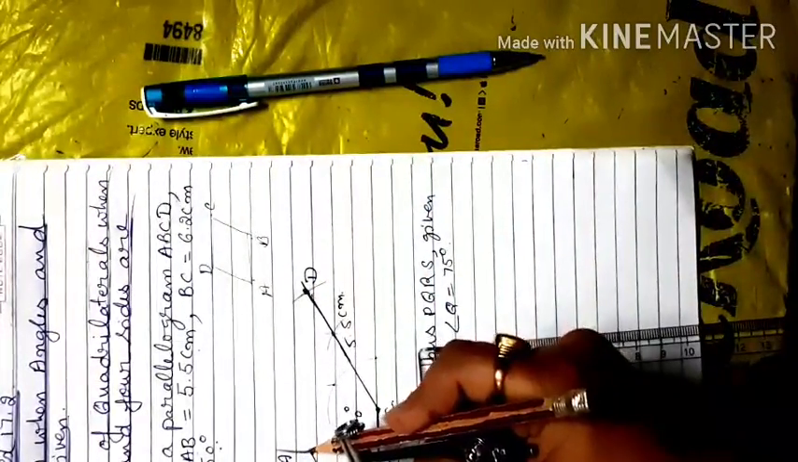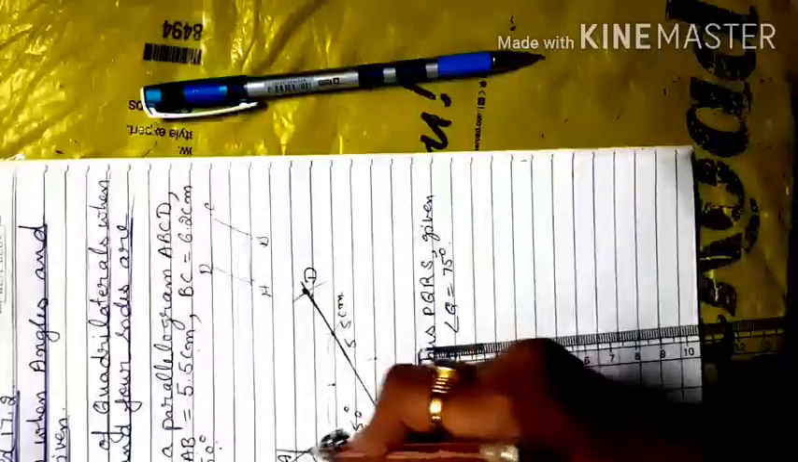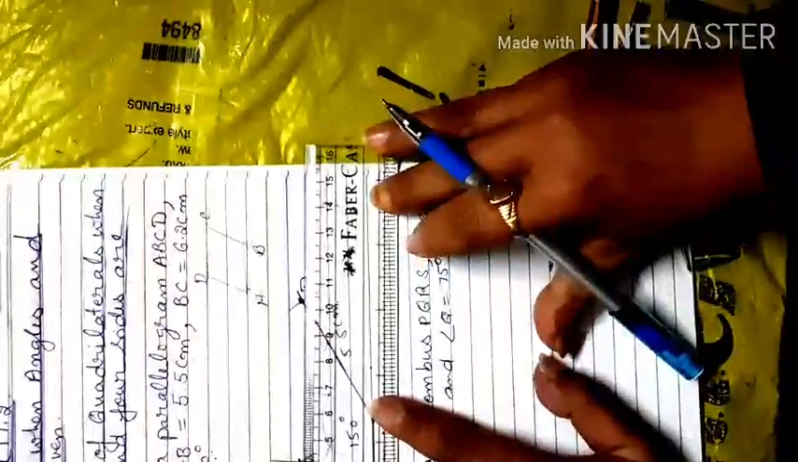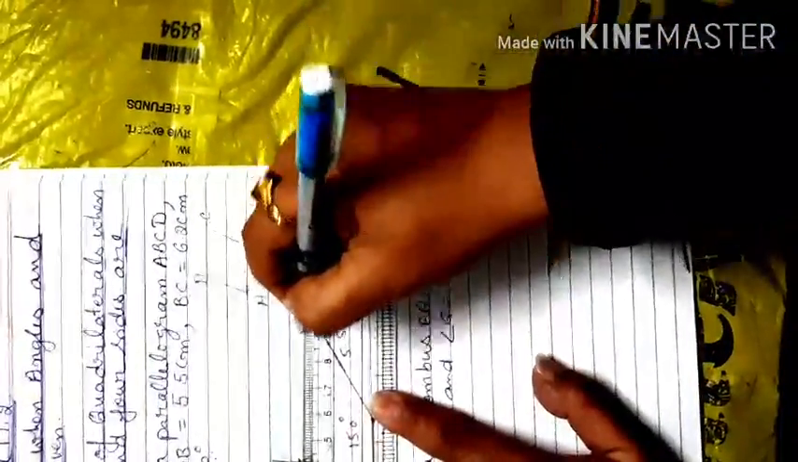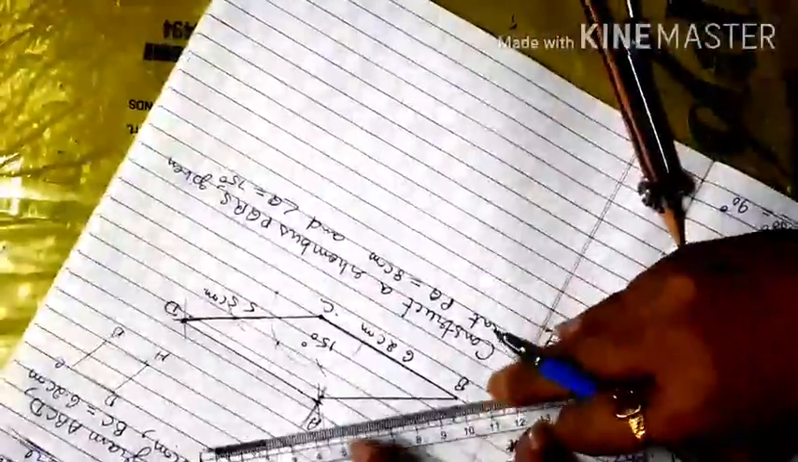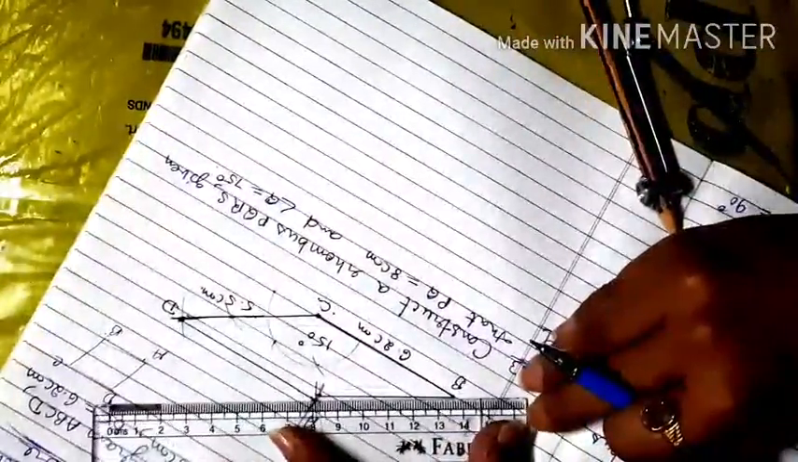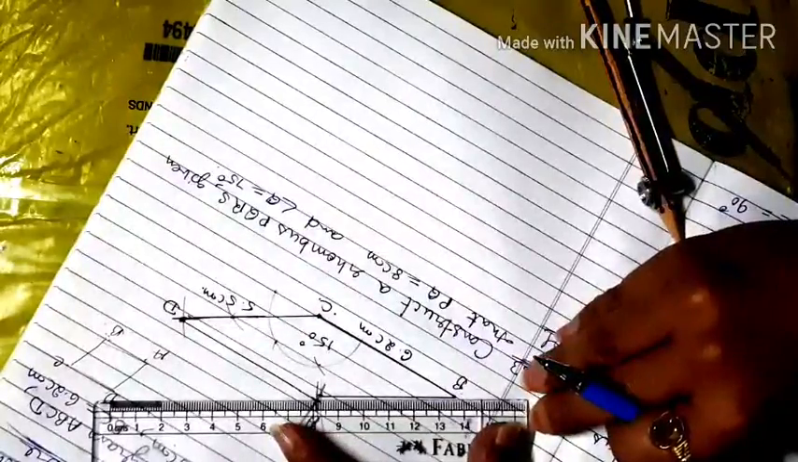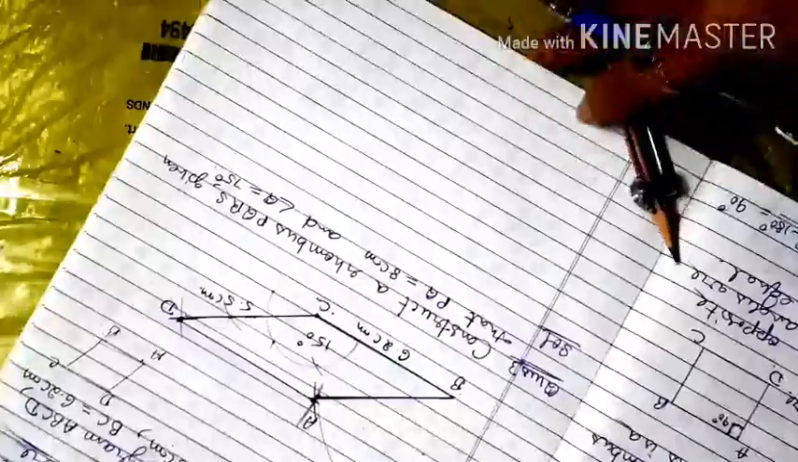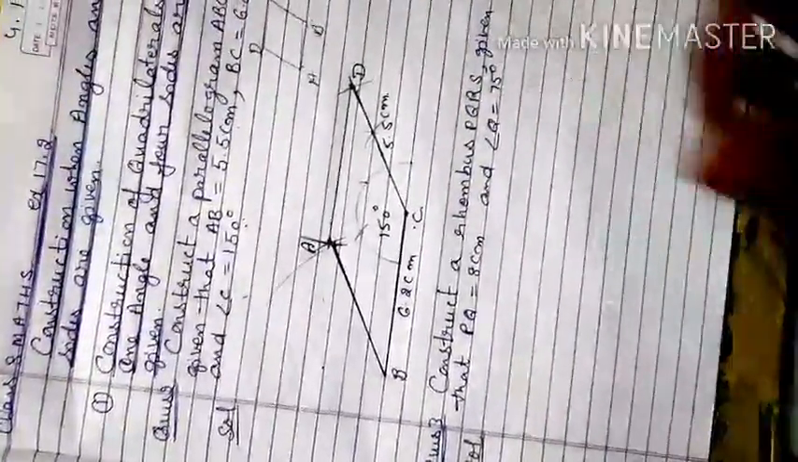Okay, so it will be here at this point. So this is the exact point. So now you have to draw. This is A point. Because if your compass is moved a little bit or the measurement is not accurate, the figure will not be accurate. So this is the parallelogram ABCD. That is the required parallelogram.